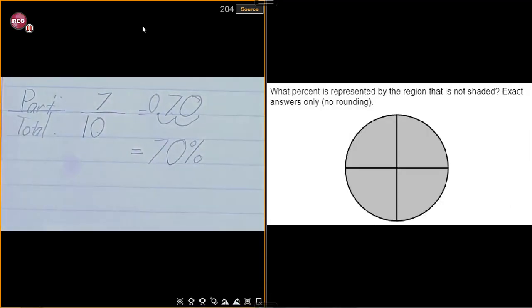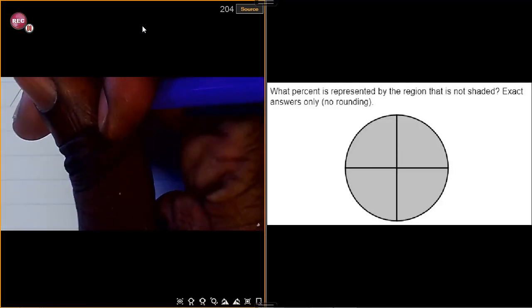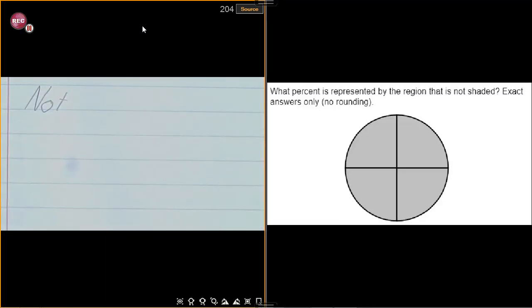Alright, so in this question, what percent is represented by the region that is not shaded? Exact answer only, no rounding. Okay, so now, if you notice, the key word in this is not. So you have to make sure you read the question very carefully because it could have easily been an answer of 100%. But we're looking for the amount that is not shaded.